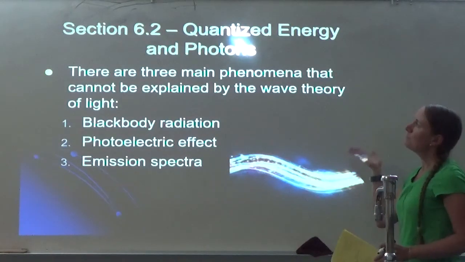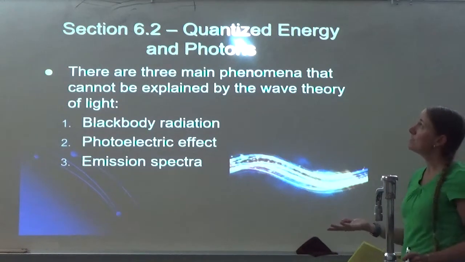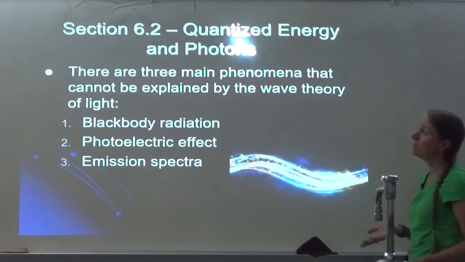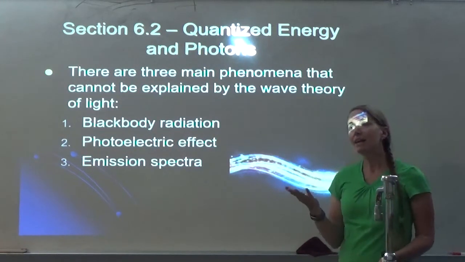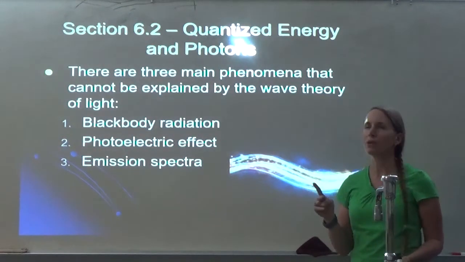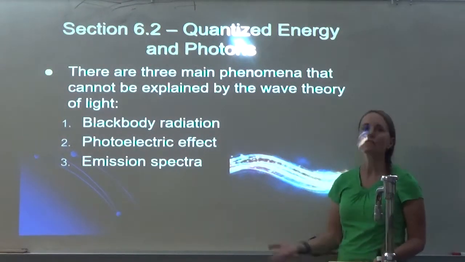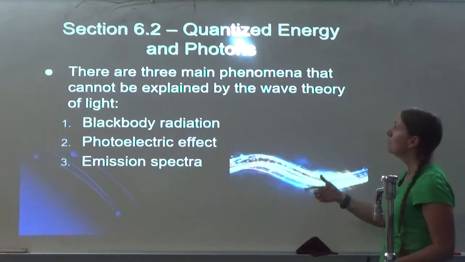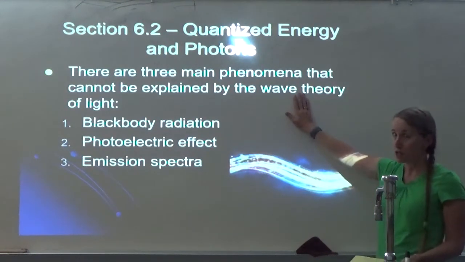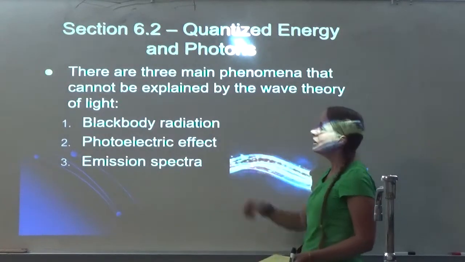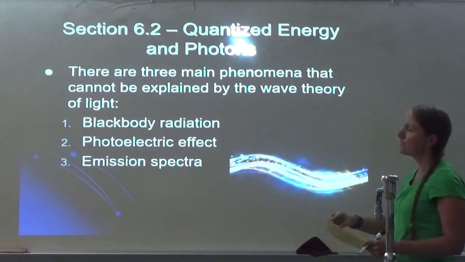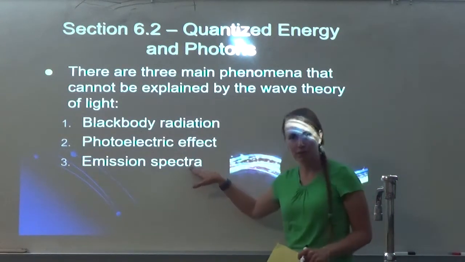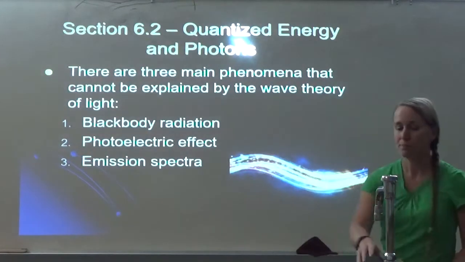All right, so next we're going to move on to section 6.2. This is quantized energy and photons. There are 3 main phenomena that cannot be explained by the wave theory of light. Light has a dual property: sometimes it acts like a wave, sometimes it acts like a particle. These 3 phenomena that light does are not backed by the wave theory, so this is when light acts like a particle. 1 is black body radiation, 2 is the photoelectric effect, and 3 is an emission spectrum. In honors, we mainly focused on this one, so these other 2 may be kind of new for you.